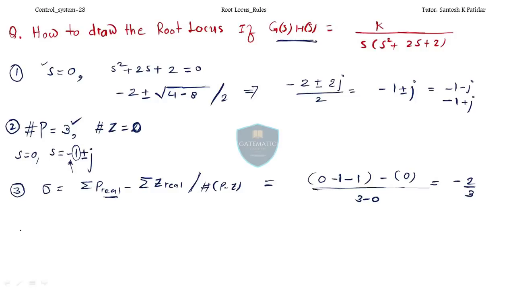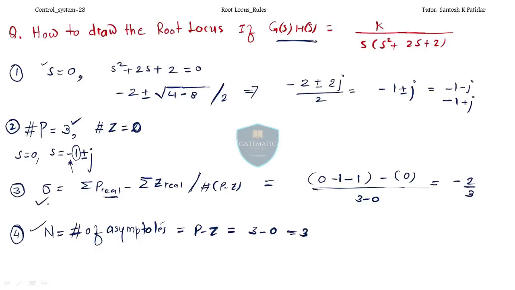Now the sigma is related to the asymptotes, the intersection point of the asymptotes. How many asymptotes do you have? Considering this as the fourth point, the number of asymptotes is equal to P minus Z. Over here, 3 minus 0, so definitely I'll get 3 asymptotes. So the number of asymptotes you know, and the intersection point of the asymptotes you know. In the fifth point, let's find out the angle of the asymptotes.